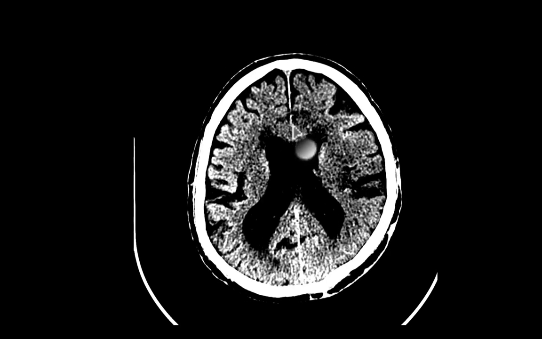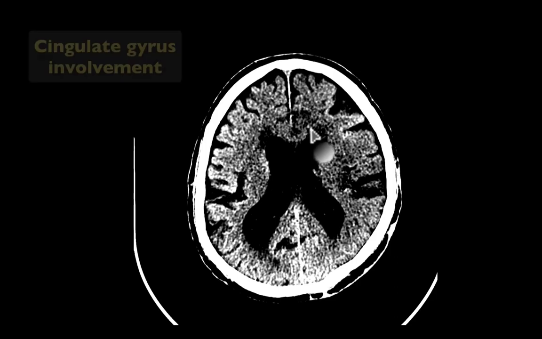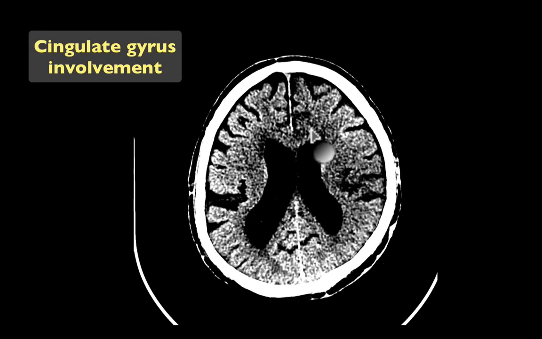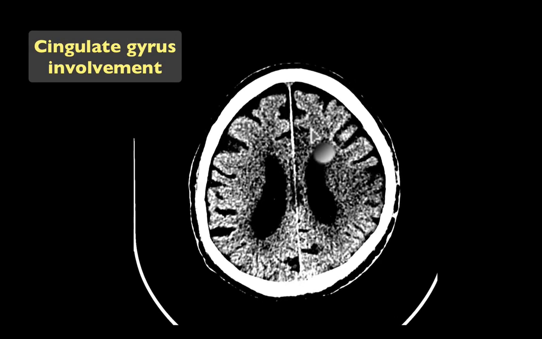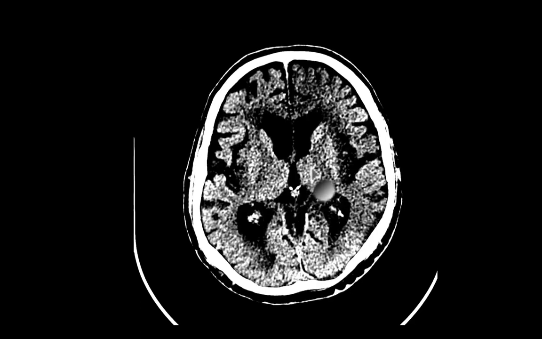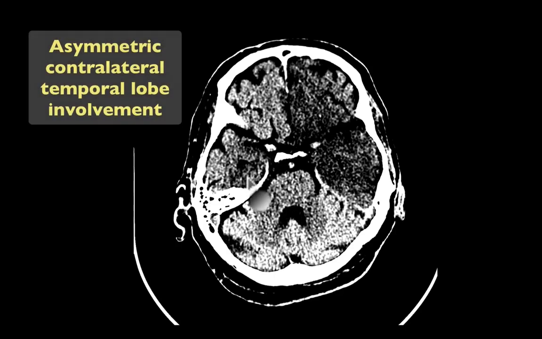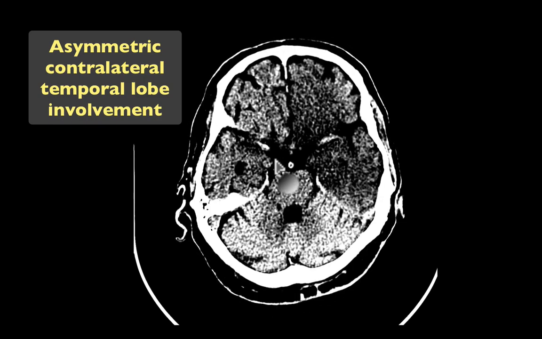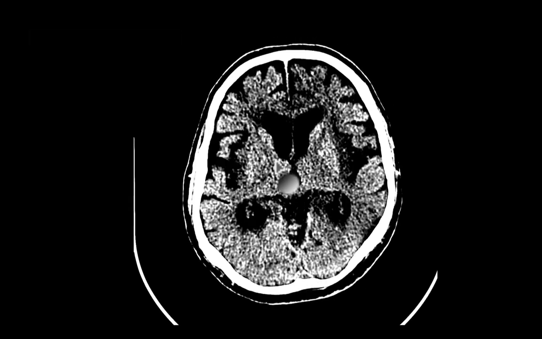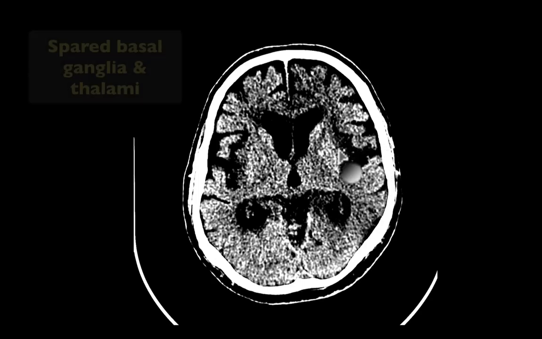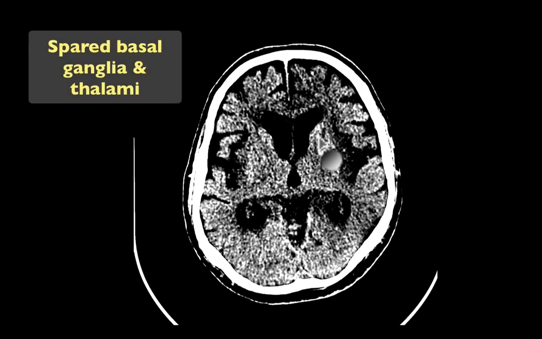You might wonder about involvement of the cingulate gyrus, which is the gyrus that arches on top of the corpus callosum. Not only that, there is a very subtle abnormality on the other side. So there is involvement of the medial aspect of the right temporal lobe as well. Despite all of this involved area, you still have a left lentiform nucleus, a left caudate nucleus, and a thalamus which are intact.